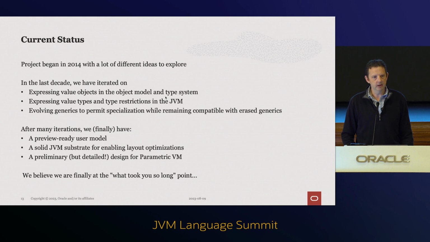We think we're in a good place with a preview-ready user model at this stage. We've got a solid JVM substrate. We've got optimizations implemented that have been there for a few years now. And actually, a lot of the more recent work has just been to get the user model right to expose those behaviors that the JVM is ready to provide. We also have a preliminary, detailed design for the parametric JVM to handle generics. But that's the next phase. Still needs a lot of work to get there. But we think we've got a good picture now. I want to share some of the details of the user model in this talk.